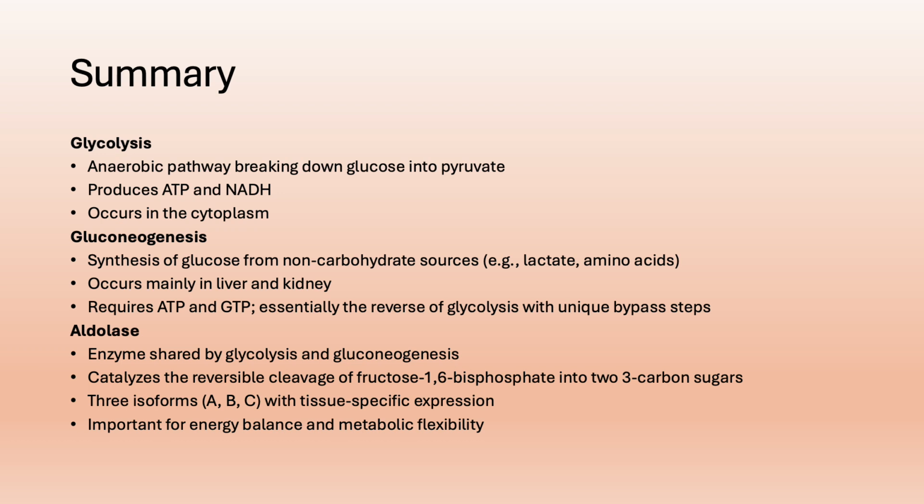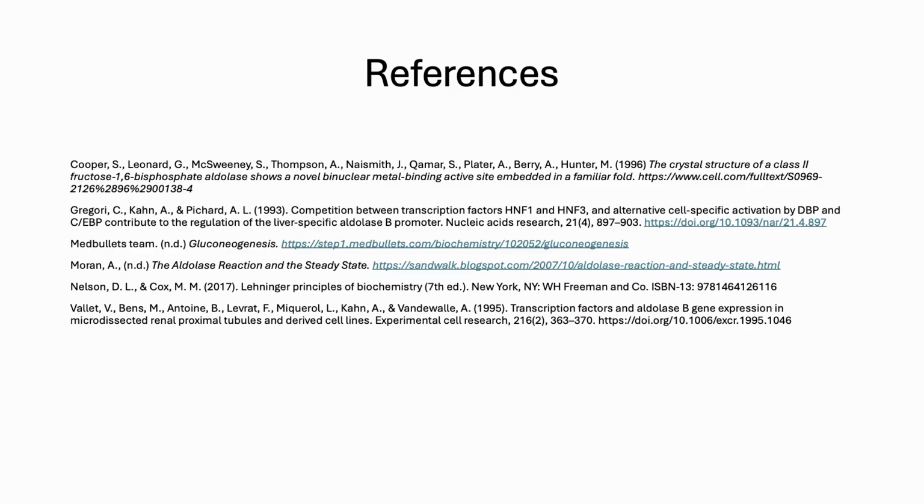And finally, I talked about aldolase. This enzyme plays a critical role in both glycolysis and gluconeogenesis. It catalyzes the reversible splitting of fructose 1,6-bisphosphate into 2 3-carbon molecules. There are different forms of aldolase found in various tissues, and it's important for maintaining metabolic flexibility. So overall, these processes are really important for energy management and adapting to different metabolic needs. And these are my references.